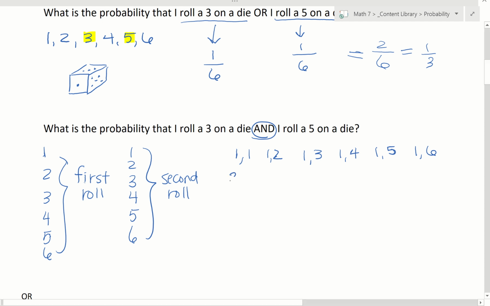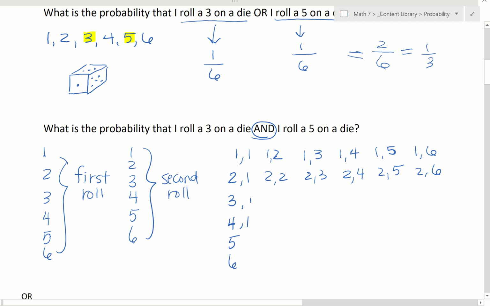I could also roll a 2 on the die. If I roll a 2 on the die during my first roll, I can roll a 1 on my second roll. I could roll a 2 on my second roll, a 3 on my second roll, a 4 on my second roll, a 5 on my second roll, or a 6 on my second roll. But a 1 and a 2 aren't the only things I could roll on my first roll. I could also roll a 3, a 4, a 5, or a 6. Those could all be my first rolls.